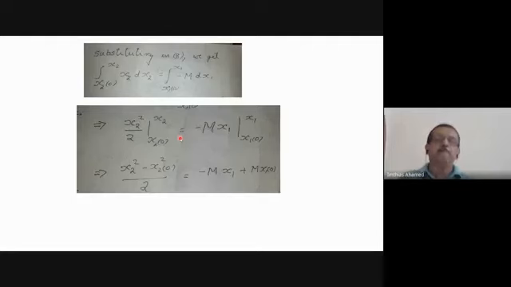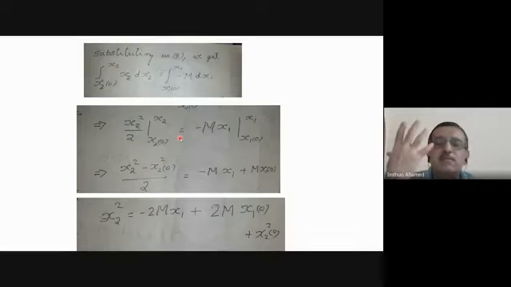So we got the equation. This is the equation for a parabola, isn't it? x2 square is equal to minus 2m x1 plus 2m x1(0) plus x2 square(0). What can you say about the last two terms in this equation, Aditya? They are constant. x1(0) is a constant, m is a constant. So this equation is of the form x2 square is equal to minus 2m x1 plus a constant. This is of the form y square is equal to 4ax, which is the equation for a parabola.